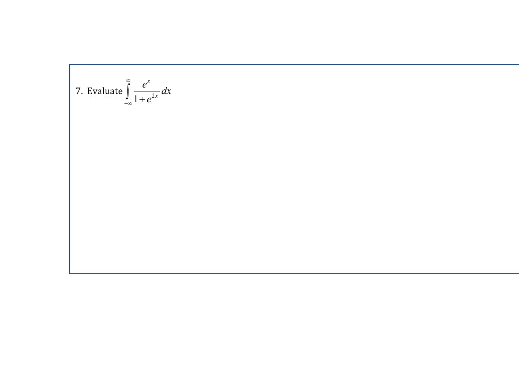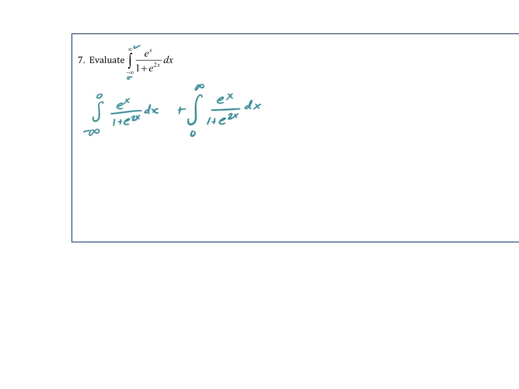Okay, number 7, we have an improper integral that has 2 infinities, so negative to positive. So I'm going to break this up into 2 integrals. We're going to go from negative infinity to 0, and then I'm going to go from 0 to infinity, e to the x over 1 plus e to the 2x dx. So you can work with either one. Once you get your answer, you're just going to double it.